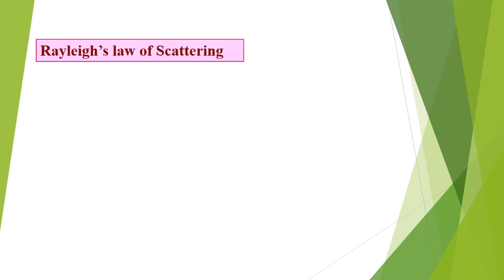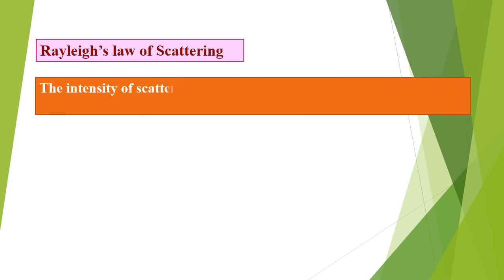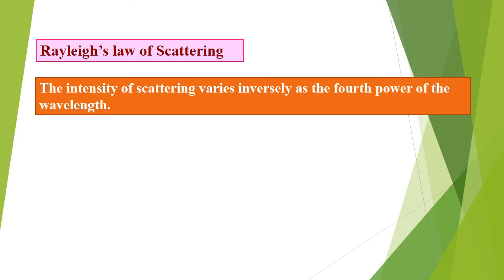Rayleigh law of scattering. The intensity of scattering, that is the amount of intensity, is inversely proportional to the fourth power of the wavelength. Wavelength changes from color to color, so the amount of scattering for the colors also changes. The amount or intensity of scattering varies inversely as the fourth power of the wavelength. That is, I, taken as intensity, is proportional to 1 by lambda to the power 4.